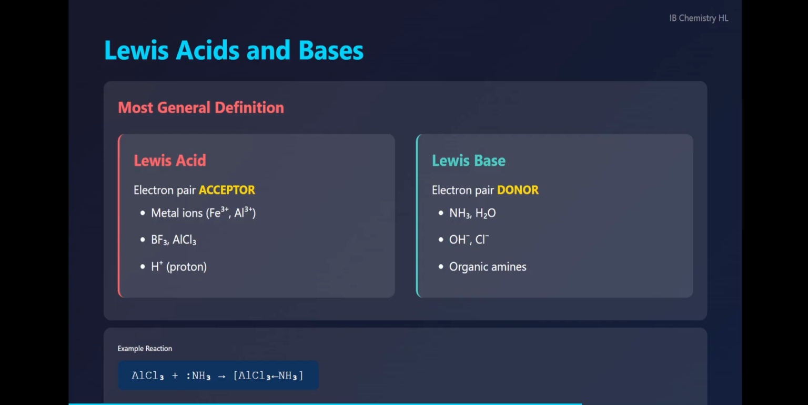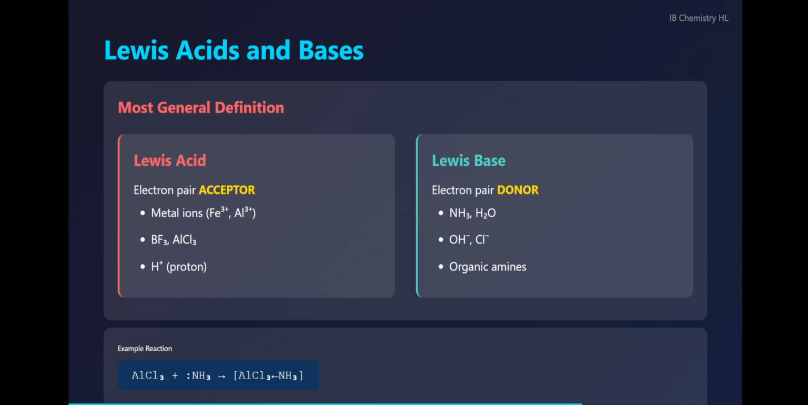The Lewis theory extends acid-base chemistry beyond proton transfer. A Lewis acid is an electron pair acceptor, while a Lewis base is an electron pair donor. Metal ions are classic Lewis acids, forming coordinate bonds with water molecules to create hydrated metal ions. Aluminum chloride is a Lewis acid, accepting electron pairs from chloride ions. Boron trifluoride reacts with ammonia because boron trifluoride is a Lewis acid and ammonia is a Lewis base.